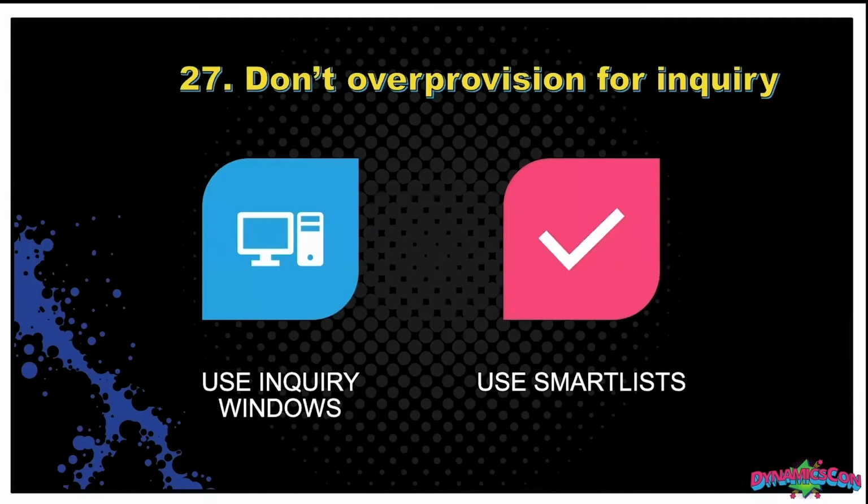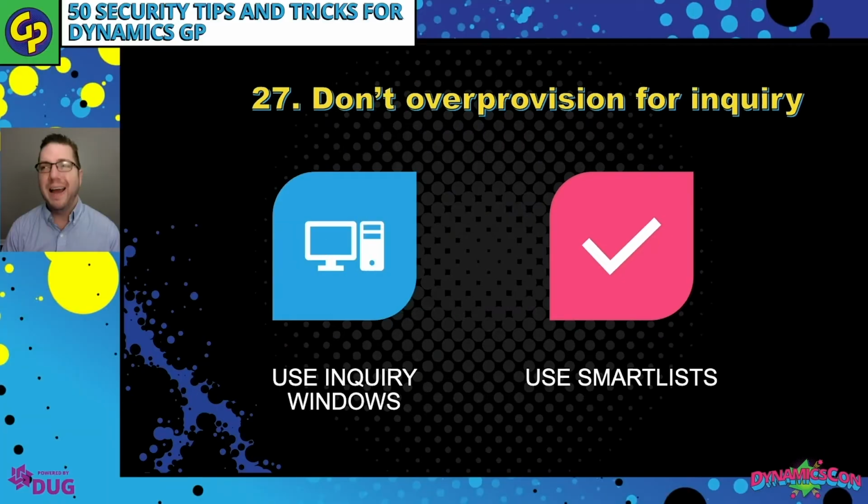27, don't over provision for inquiry. This is an issue I see with GP, and there's usually one big excuse, or the one that pops up is the vendor maintenance window does not have the same fields as the vendor inquiry window. There are actually a few more on the vendor maintenance window.